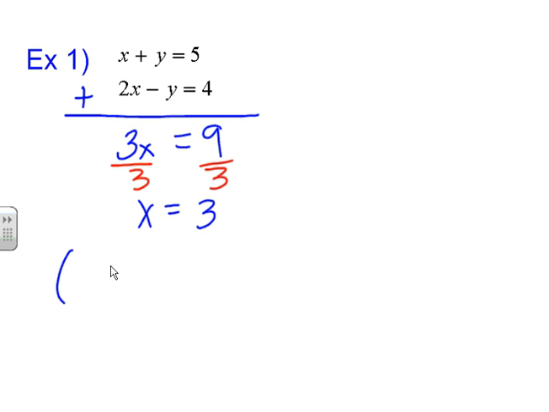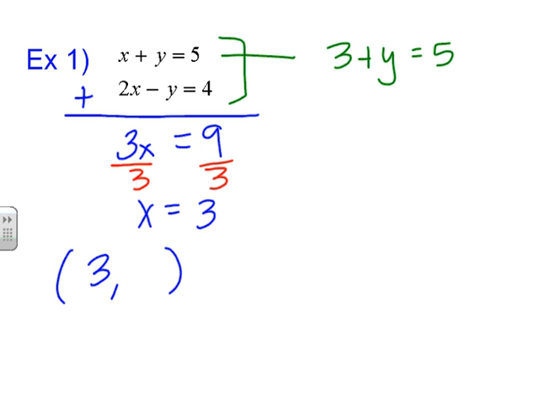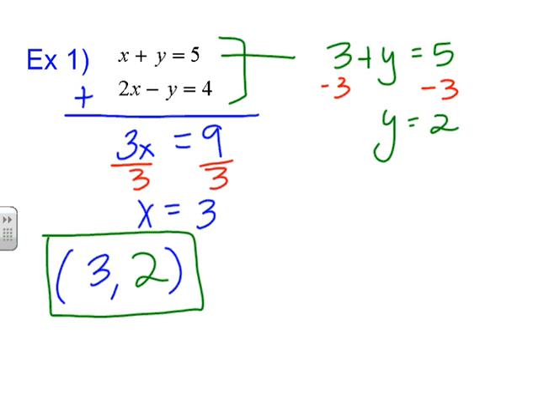And again, since we're building an ordered pair, we know that x is 3, and we're going to figure out what the y is. We go back to any of the original equations. It doesn't matter if we take the top one or the bottom one. So let's take the top one. 3 plus y equals 5. And here we're going to subtract 3 from both sides, and we find out that y equals 2. So our ordered pair then becomes the location of (3, 2), where these two lines will cross.